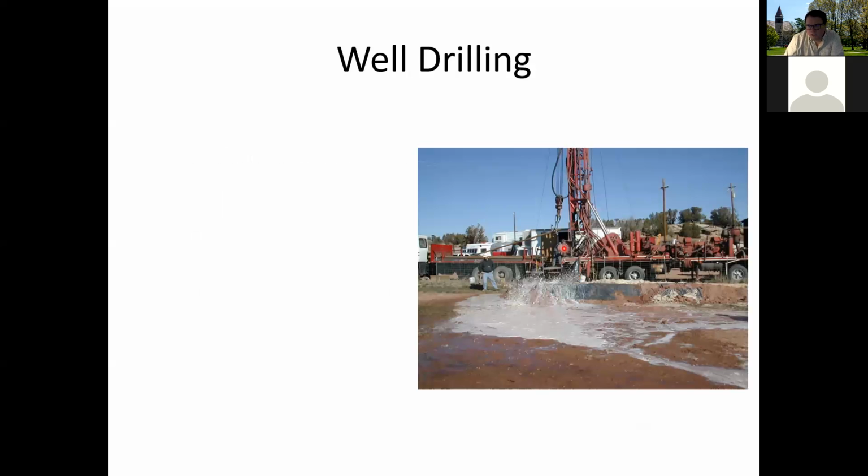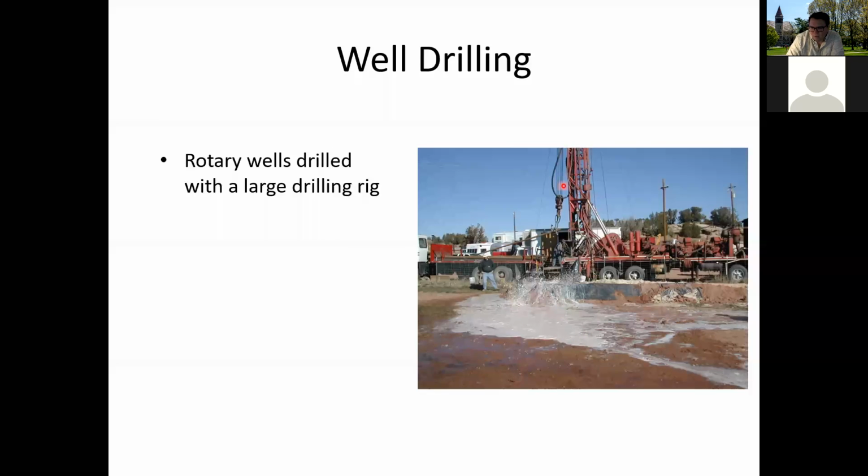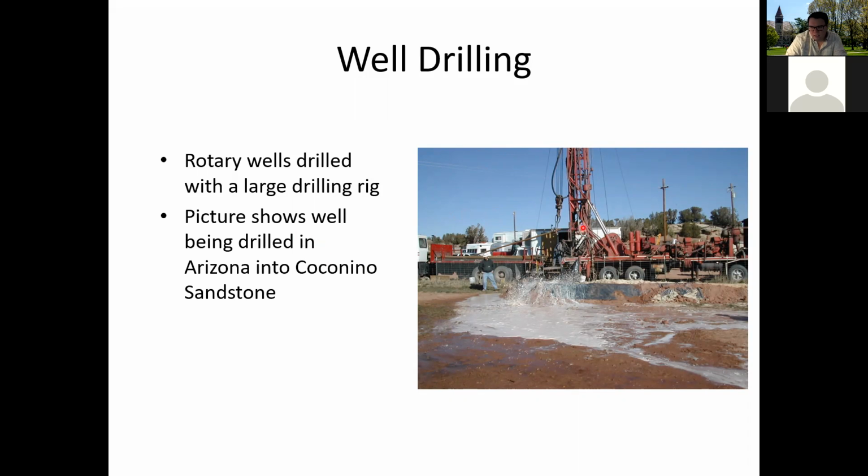So how do we actually drill these wells? This is actually an example from the Coconino sandstone. This is a drilled well. This is called a rotary well. It actually has a bit that turns and has teeth on the bit that grind the rock out. So this is a pretty large rig, but here's them actually drilling in Arizona in the Coconino sandstone, and you can see here it's a pretty massive operation that very quickly produces quite a lot of water.